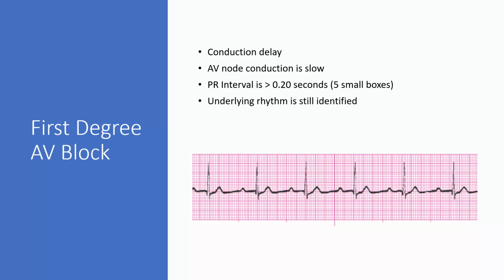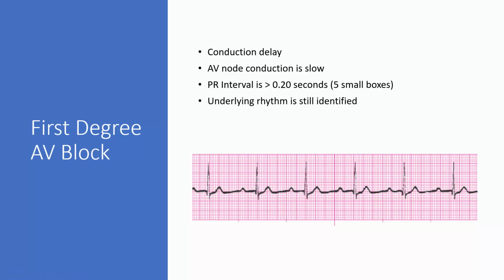So when you're doing the 5-step analysis on a first degree block, the first thing, of course, we look for is your rate. Your rate usually is 60 to 100 beats per minute. The underlying rhythm is regular. And remember, we look at our R to Rs, and they're regular. And then we look at our P waves. You do have a P wave before every QRS, and your P waves are all similar in appearance. So when we look right here, you see here's the P wave, here's the P wave, here's the P wave, here's the P wave, and here's the P wave.